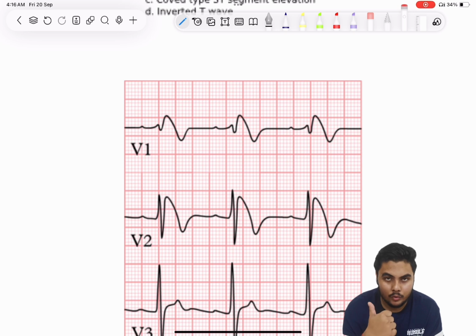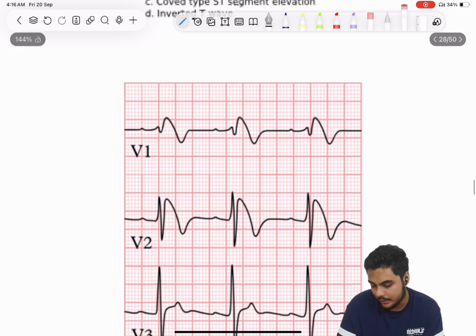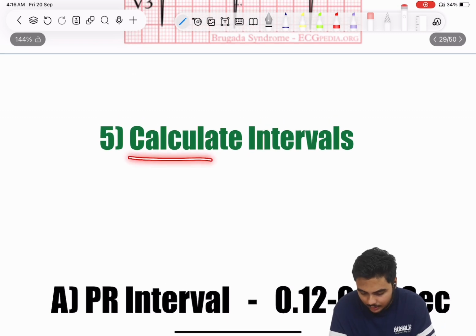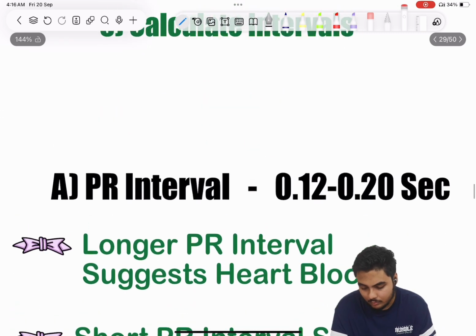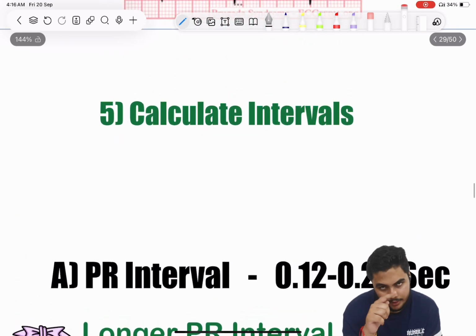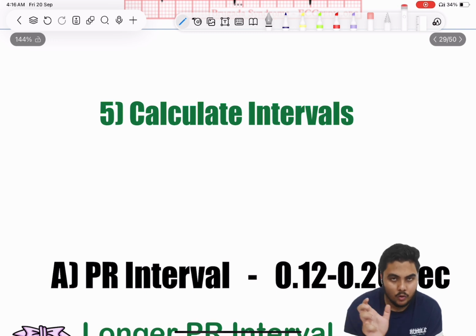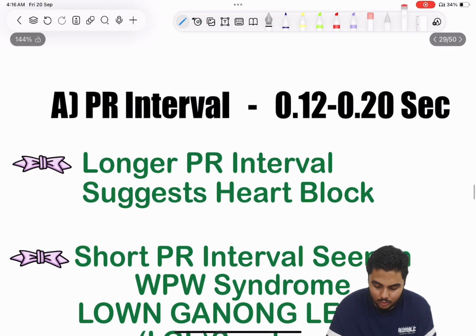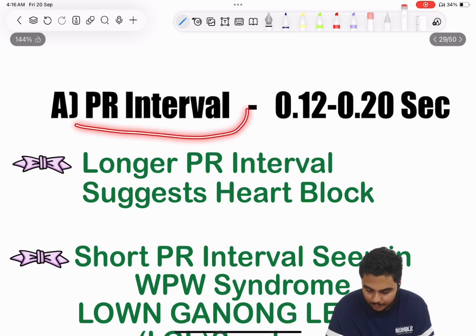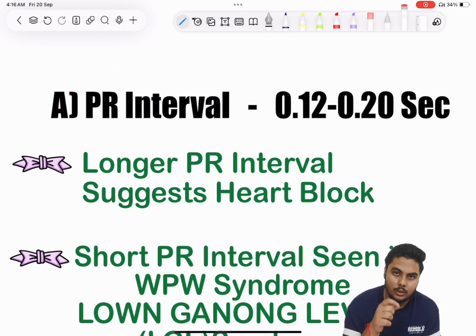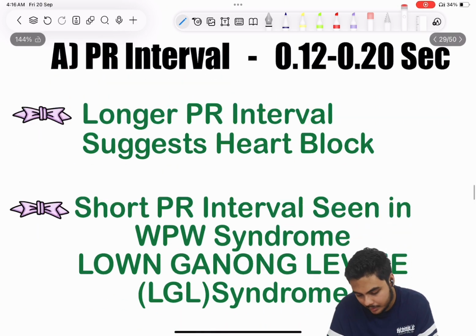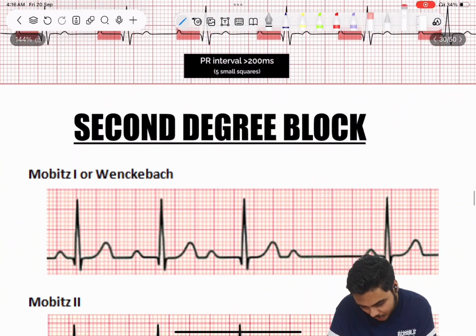So now we know how to calculate the heart rate of an ECG, how to see if the rhythm is regular or irregular, how to know the axis of an ECG, and the individual waves of an ECG. We have already seen that. Now we're going into the calculation of intervals. I told you when a wave is combined with a segment, we call it an interval. Now the most important interval that we need to know is the PR interval. I told you PR interval is nothing but, let me just show you.